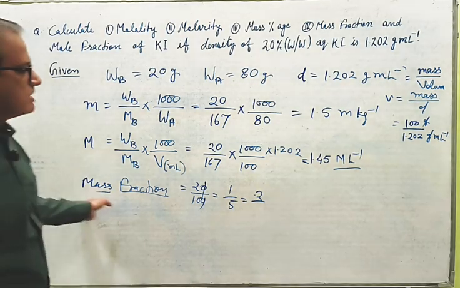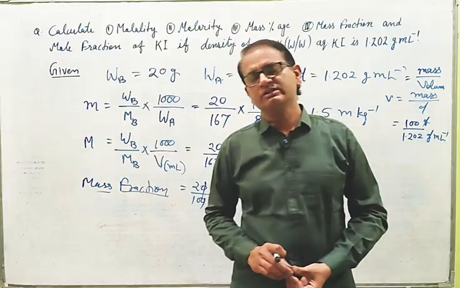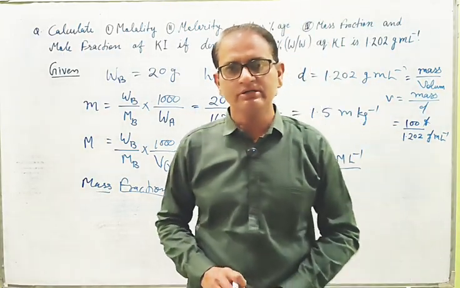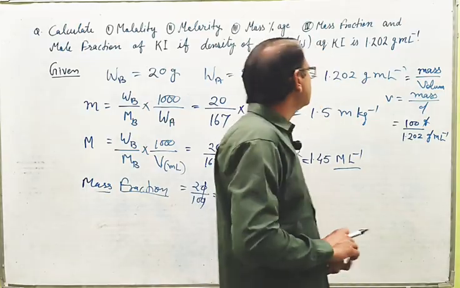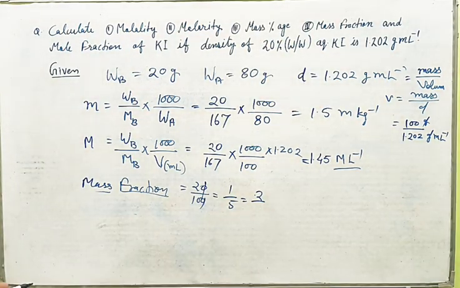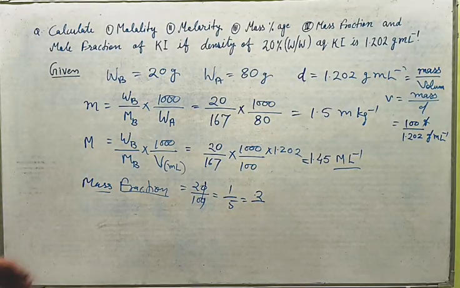0.2. Okay, so this is mass fraction. Then automatically the mass fraction of the solvent, meaning water, will be equal to 0.8, because the sum will always be 1 for mass fraction or mole fraction or whatever fraction. So this is how you can calculate mass fraction, and the next one is mole fraction.